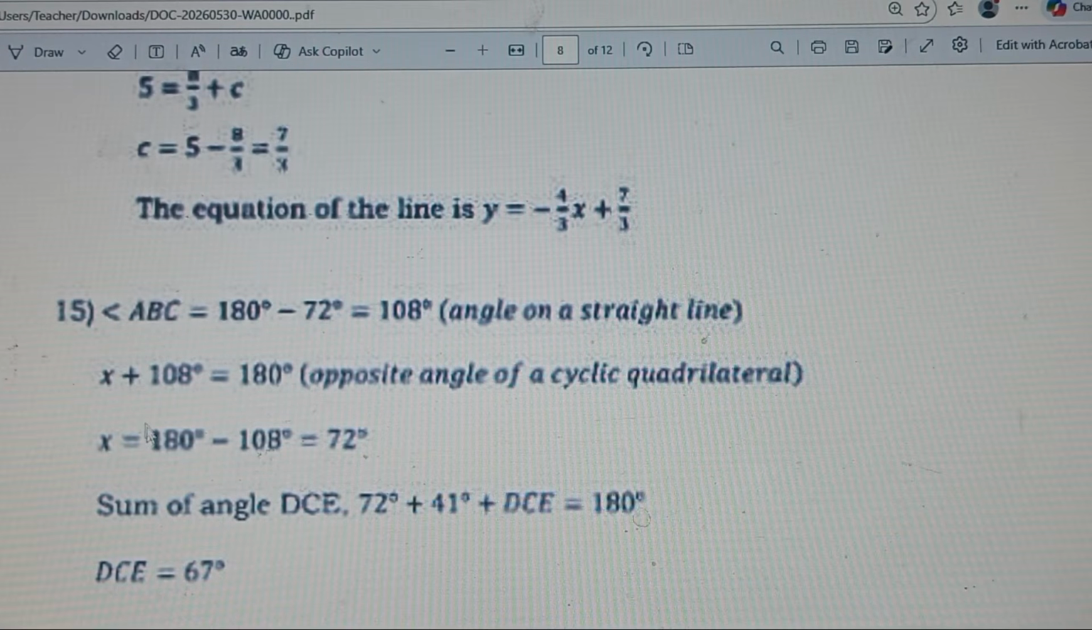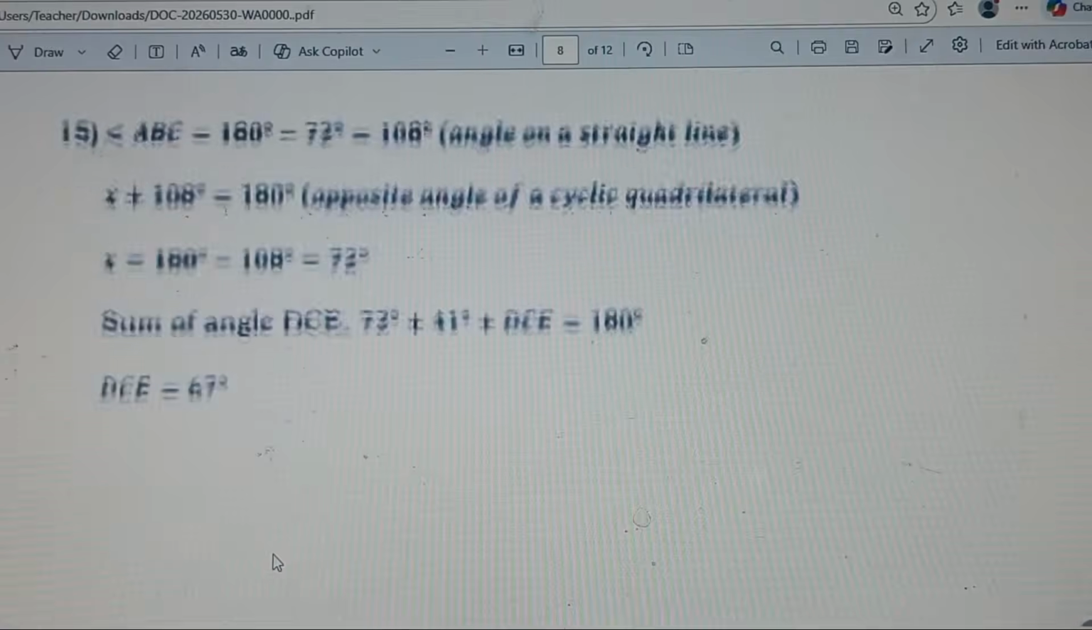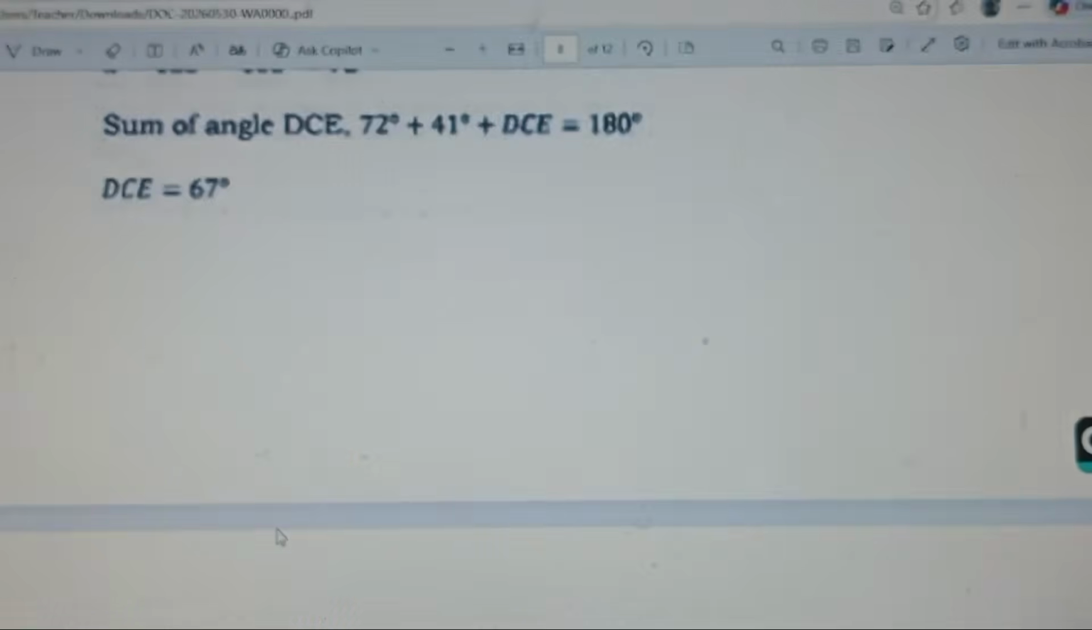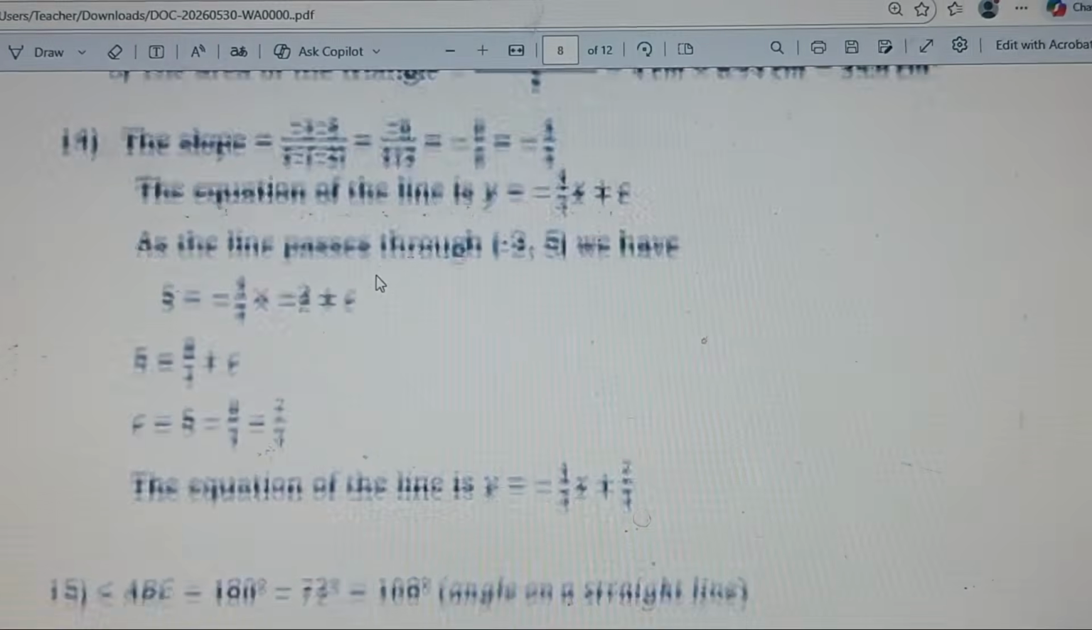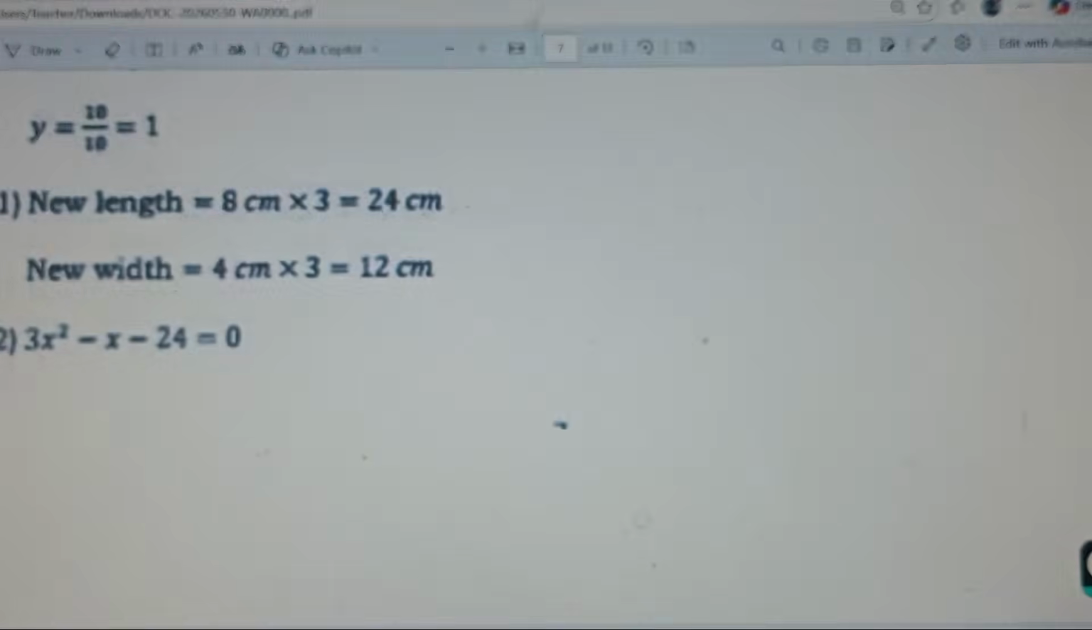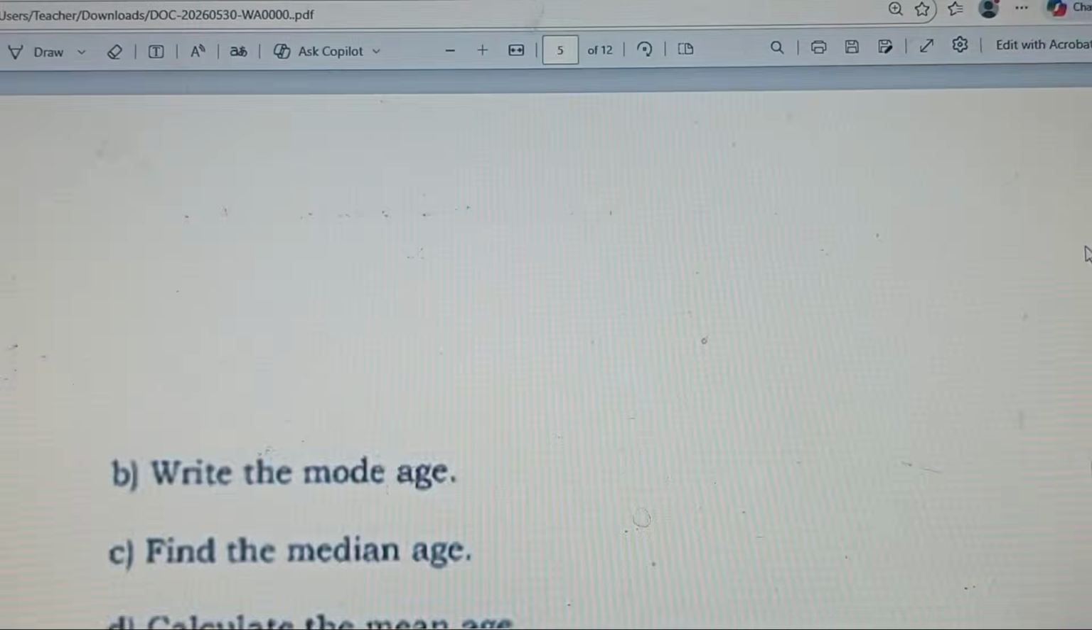When you are going to find the value of x, you subtract, then you get 72 as the value of x. Then you sum the 72 as the angle x plus 41 plus angle DCE, and you get 180. Then you subtract, and the value of y is 67. Let me come to the question in order to understand it very well.